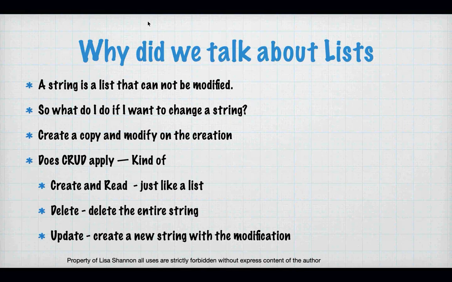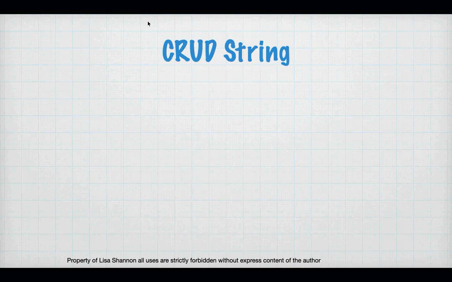Well, I can copy and modify on the creation of a string. We just talked about CRUD. Does CRUD apply? Kinda. You can create and read a list. You can delete an entire string. And you can update by creating a new string with a modification to the original string. So you're not actually updating the original string, but what you're doing is you're picking parts out of it.